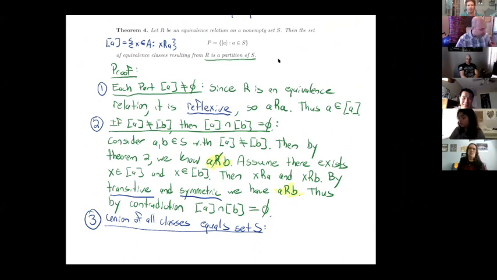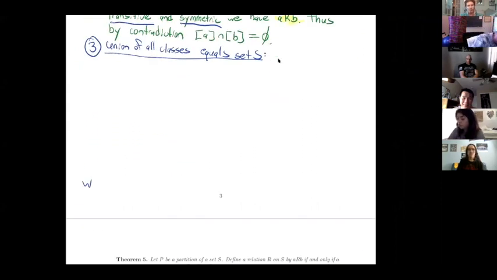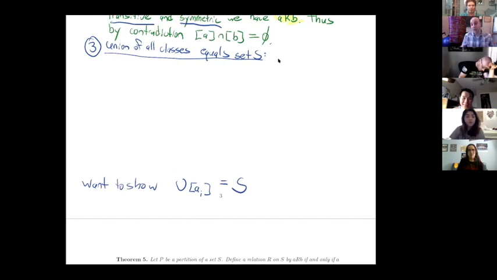Okay, so in order to show that the union of all classes equals the set S, this is like a set equality. So what I'd like to show, just to put a little note down here, is that when I take the union of all of these elements, we get back S, and this over here is representing the union of all classes.